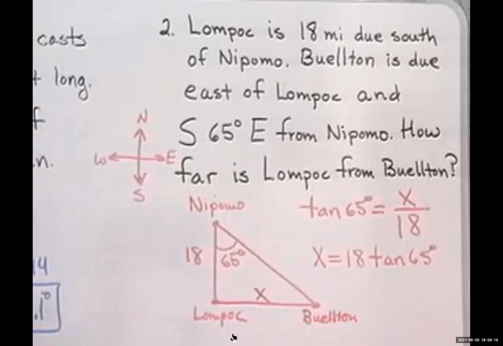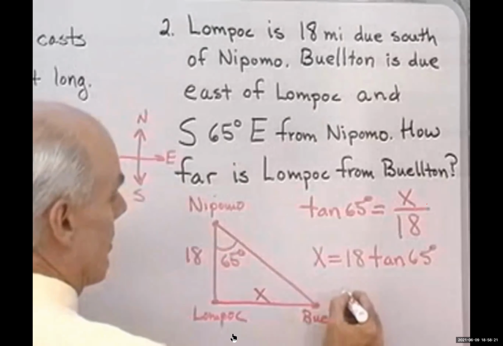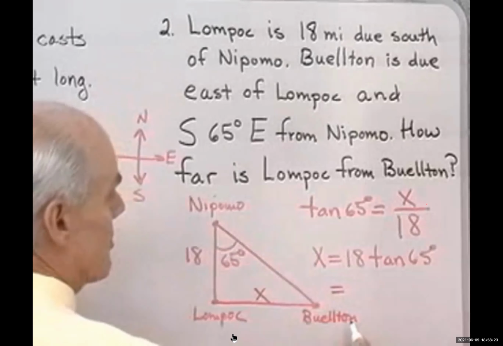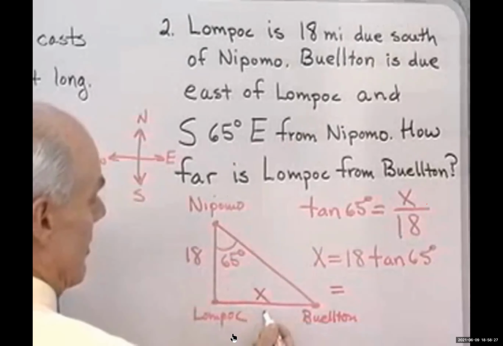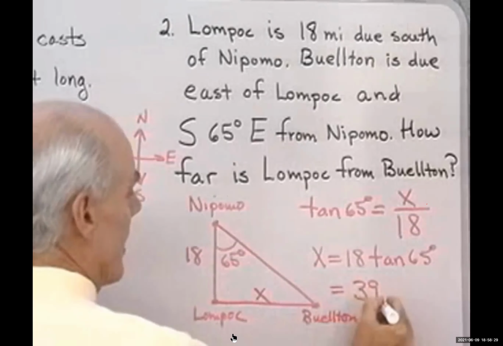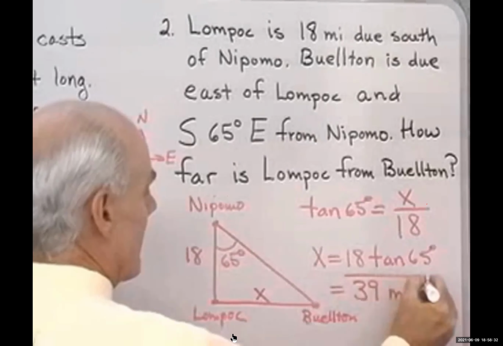I need to round, so I want to round to two significant digits, because this side is two significant digits, so I want this one to be also. So that will be 39 miles.